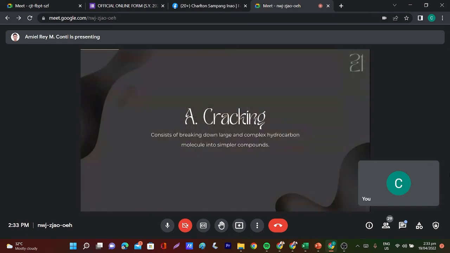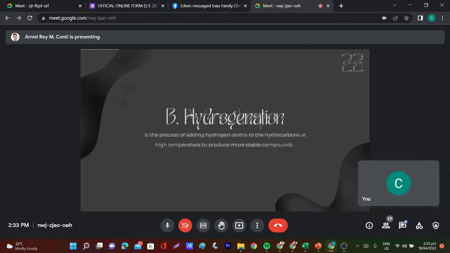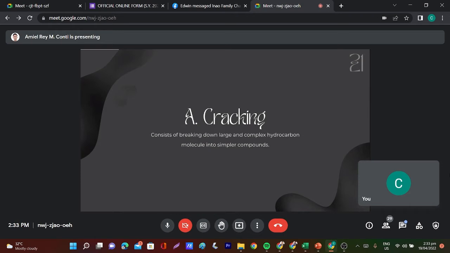Cracking consists of breaking down large complex hydrocarbon molecules into simpler compounds. There are two different methods to do cracking. First is thermal cracking. It is cracking with the use of temperature, kasi sabi doon thermal. And catalytic cracking. Catalytic means it needs a catalyst to do cracking. Next.